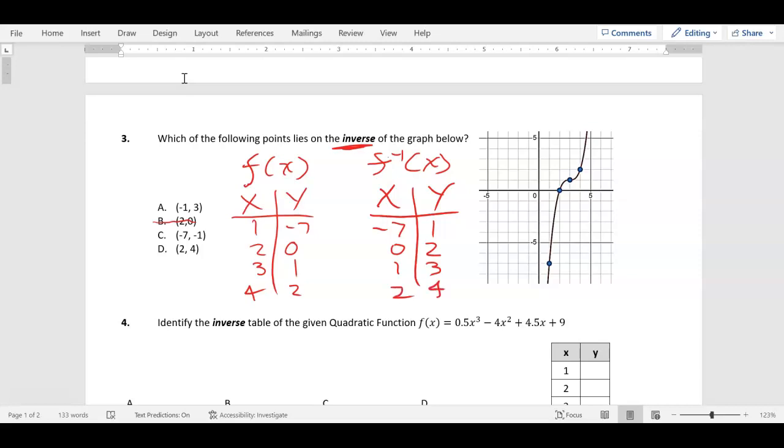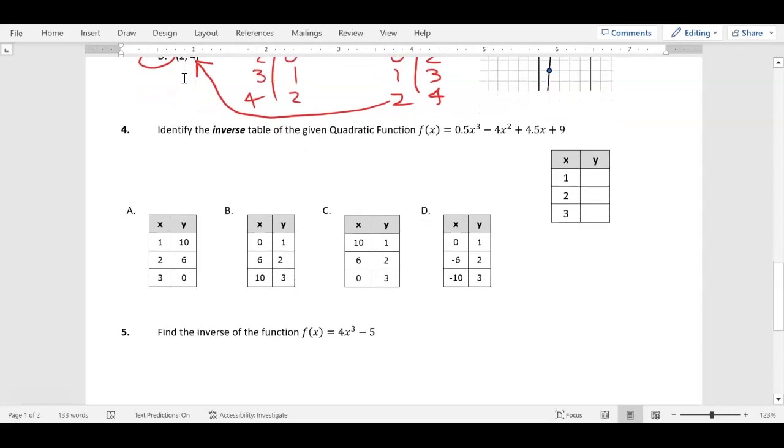All right. Now, which one of these points is over here? So -1, 3 is kind of close, but nope. -7, -1, nope. 2, 4, yes, indeed. There it is. The answer is D. Do you see how you have to flip the table to get the inverse points?